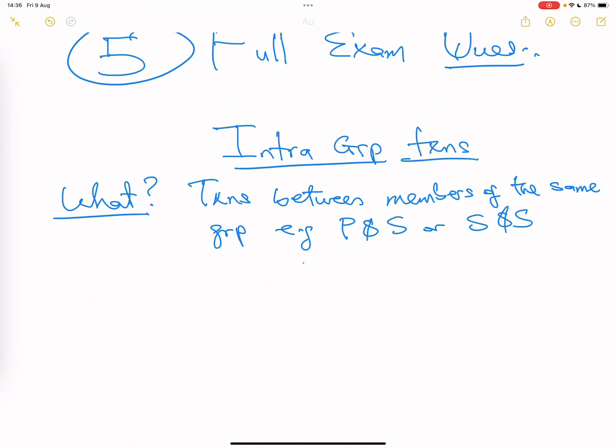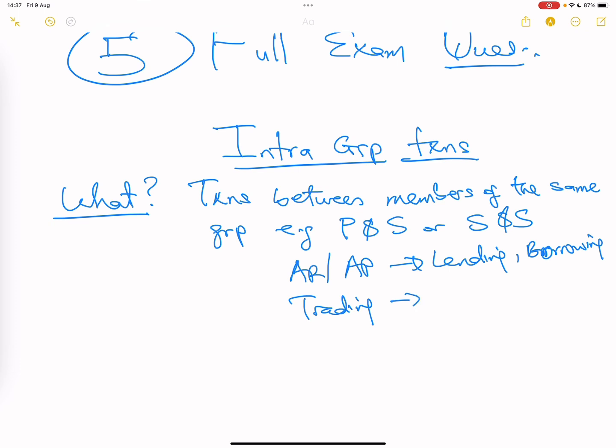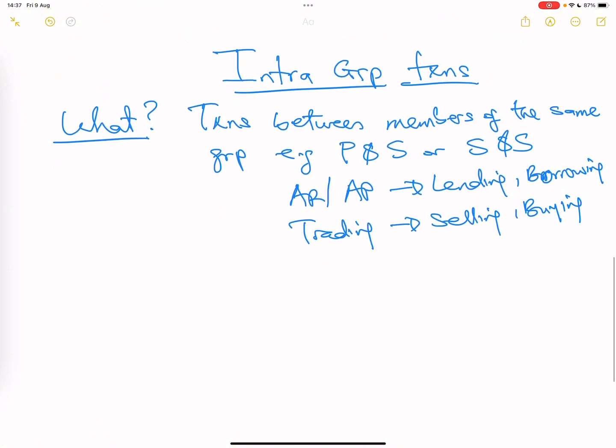An example is you can have account receivables and account payables, which is when you have some form of lending or borrowing taking place amongst the group members. Likewise, you can have trading transactions. And what are we talking about here? When a member of a group is selling and the other party is buying, and both of them belong to the same group. So that is what it is.